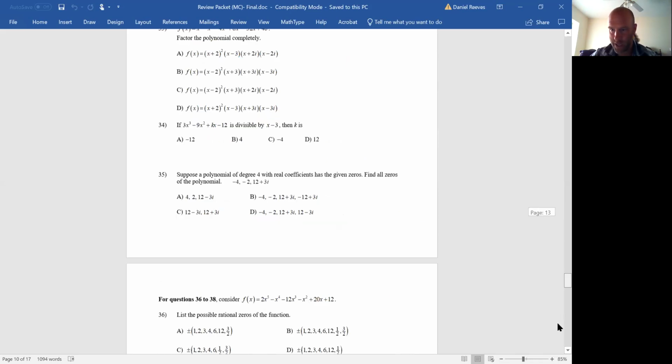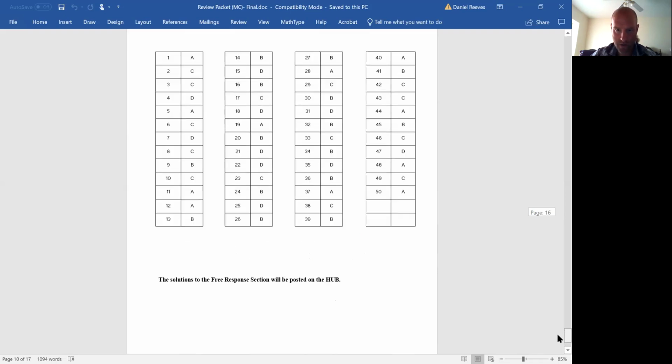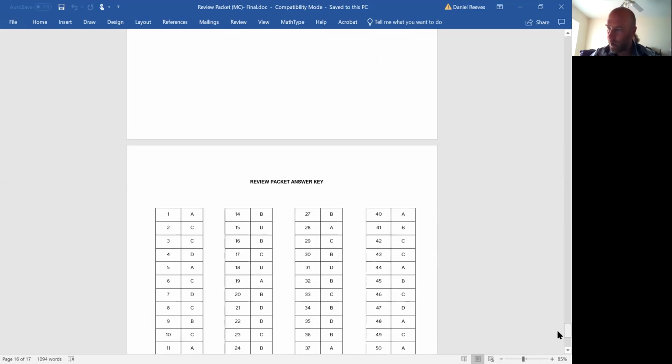Let's check to see how we did here. 1A, 2C, 3C, 4D, 5A, 6C, 7D, 8C, 9. Ooh, 9. I got a C. Apparently the answer was B. Go back to that one. 10C, 11A.